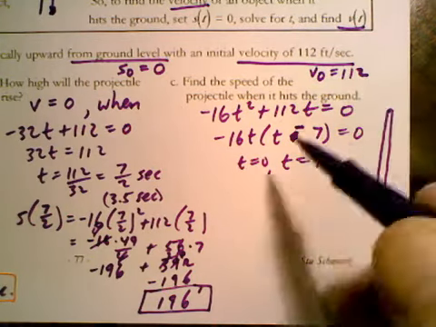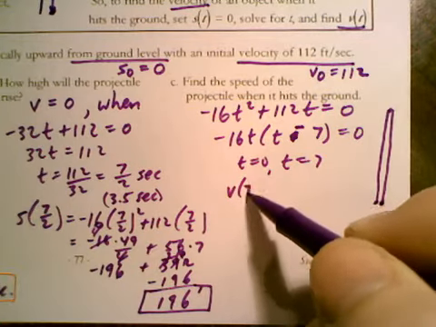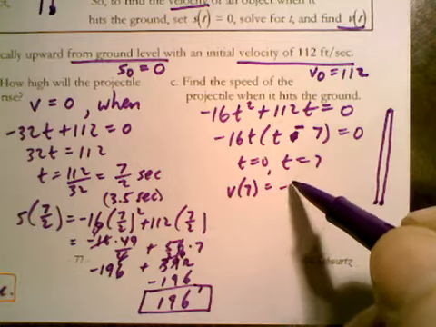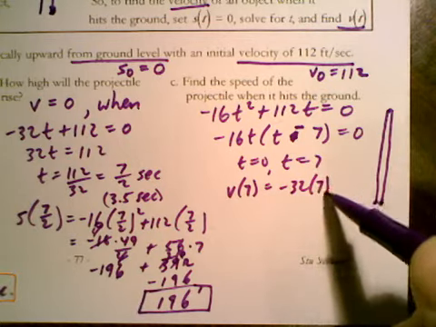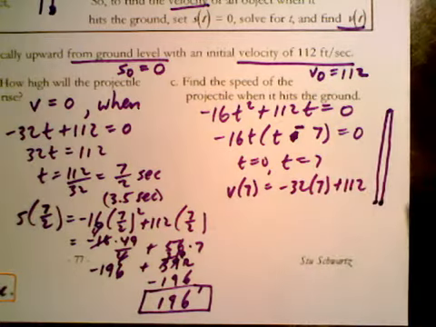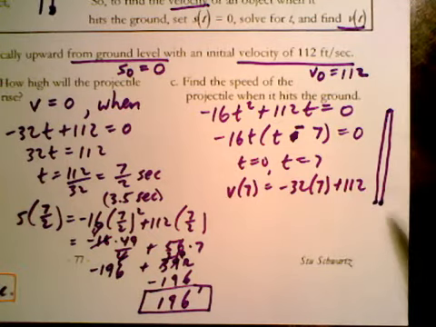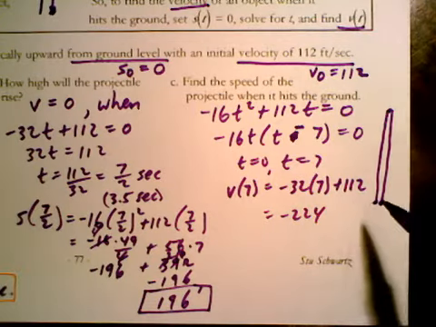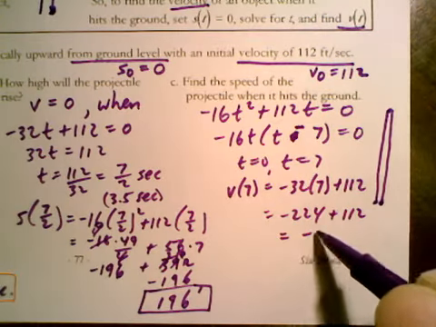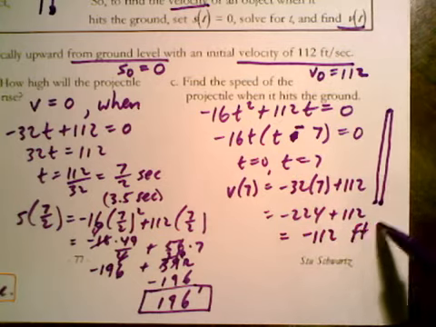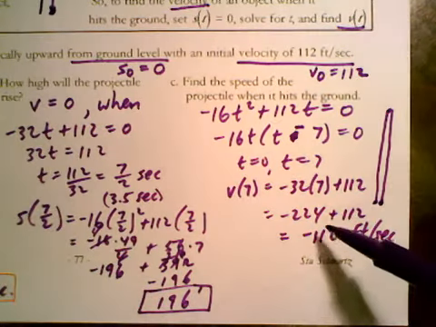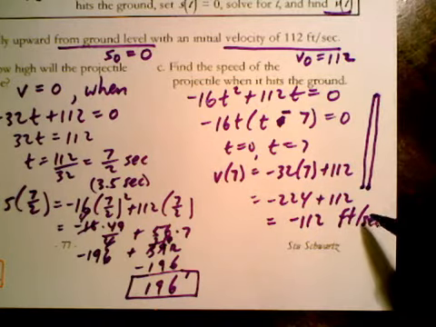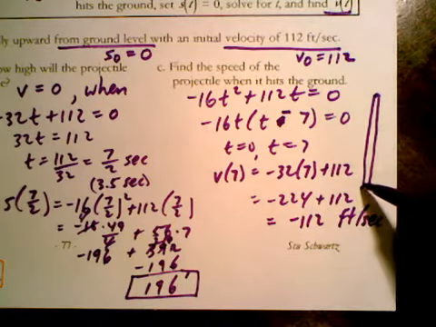And so at t equals 7, what's the velocity? Well, we need to plug in 7 into the velocity function. The velocity at 7 would be negative 32 times 7 plus 112. Negative 32 times 7 would be negative 224, plus 112. That equals negative 112 feet per second. So the velocity is negative 112 feet per second. Interestingly enough, the initial velocity was positive 112 feet per second.